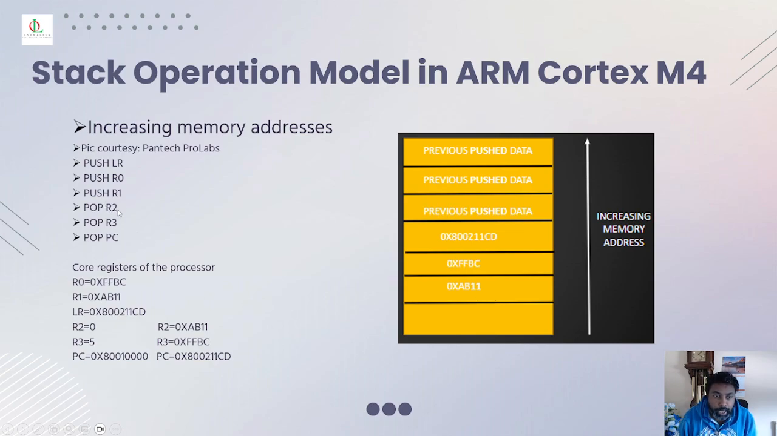So when you use pop R2, initially the data will be 0, or for example the data on R3 will be 5. As soon as you ask pop R2, it retrieves the last data, so R2 will have 0xAB11. As you know, this works in LIFO fashion, and then if you use pop R3, the next one comes out, FFBC, and then pop PC comes out. PC is the program counter, and that's a linker. So this is the stack operation model in ARM Cortex M4.